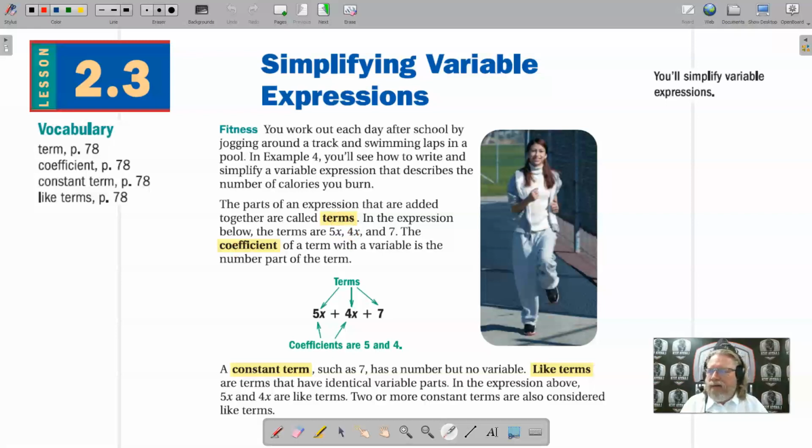The coefficient of a term with a variable is the number part of the term. So the ones that have variables, such as 5x and 4x, the coefficients are the numbers that we see tied to them. They're related in this case by multiplication. So 5 is being multiplied by x, so 5 is the coefficient of x. Here 4 is being multiplied times x, and 4 is the coefficient of the term 4x. So the values that are with the variables, the actual number parts, are known as coefficients.